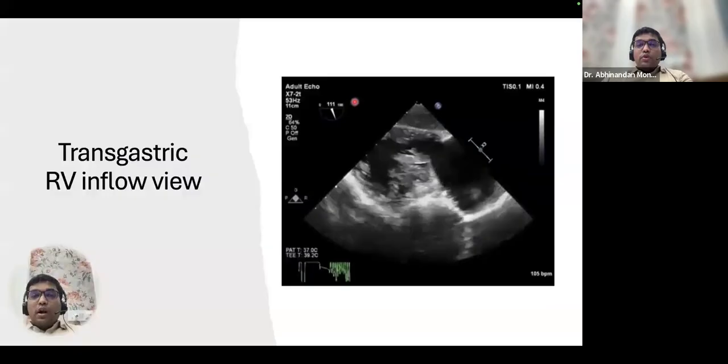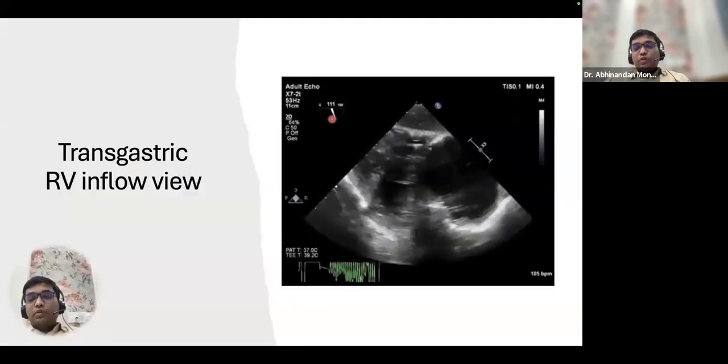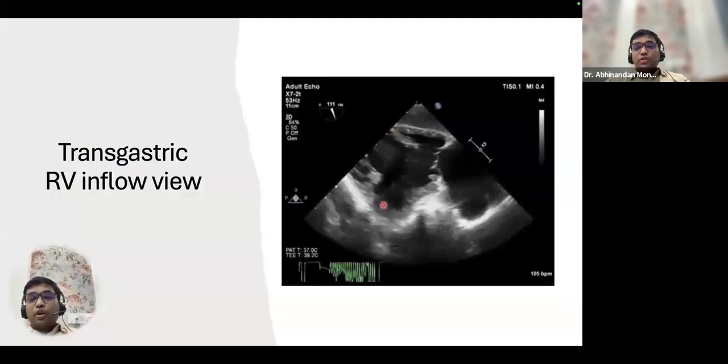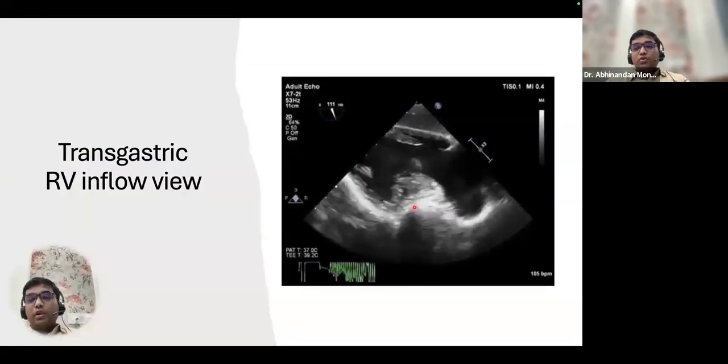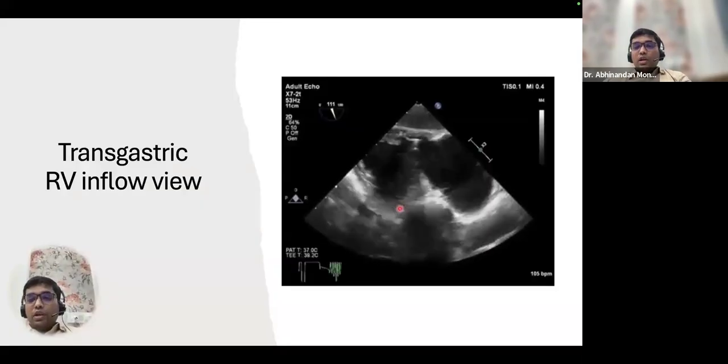Now from this 120 degree image, if we rotate the probe towards your right, then you will be able to see your right atrium, tricuspid valve, and your RV. So this is your transgastric RV inflow view.